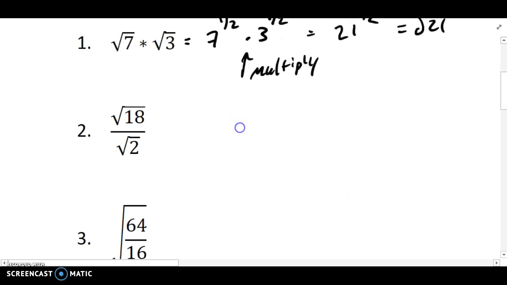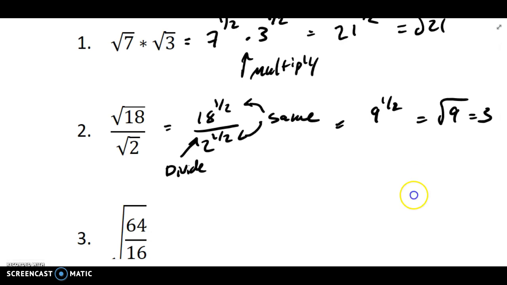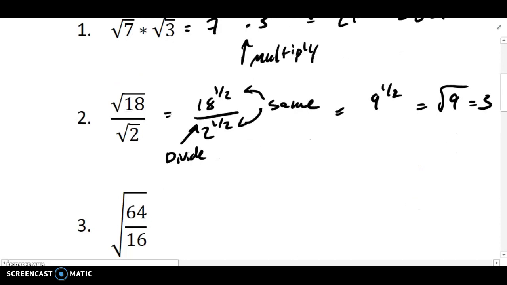Here, it's the same thing. So I'm going to rewrite this in exponent form so you can see it. Remember, 1/2 power is a square root. Again, these are the same. And when they're the same, we can divide. If they're not the same, we can't. So then we get 9 to the 1/2, which is the square root of 9, which is 3. Okay, just some things to note. So if they have the same exponent, we can actually multiply and divide them.